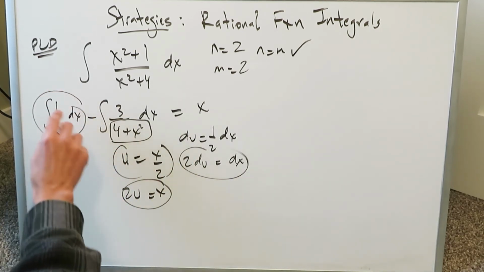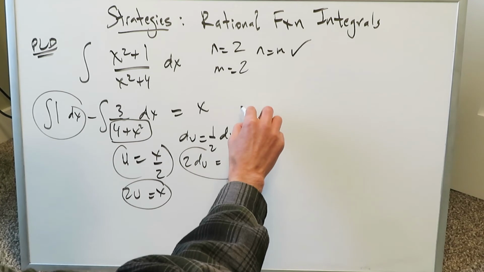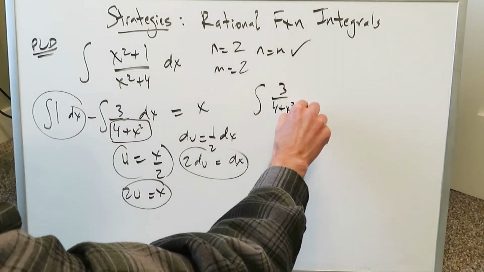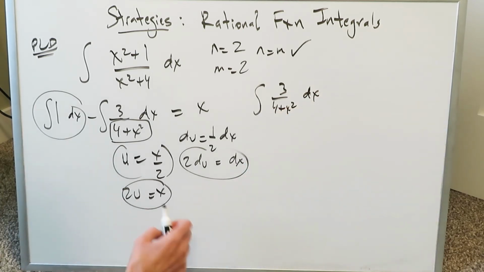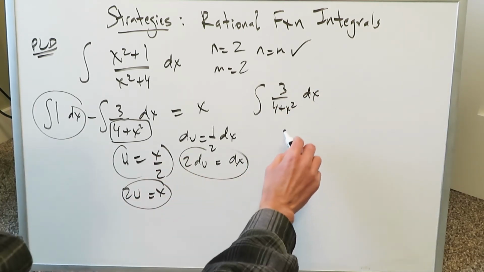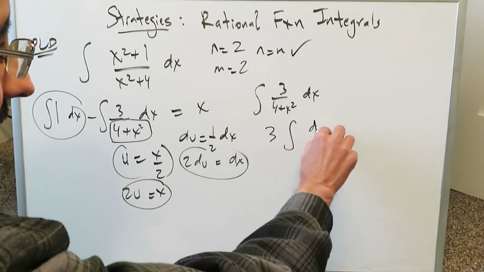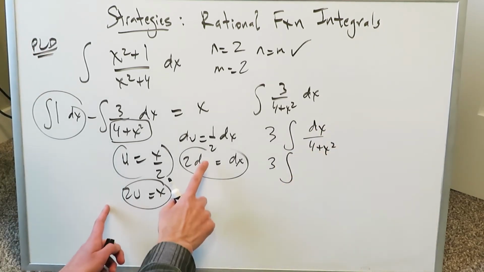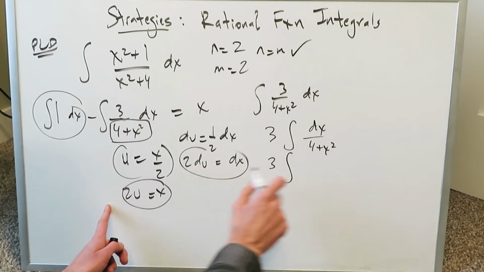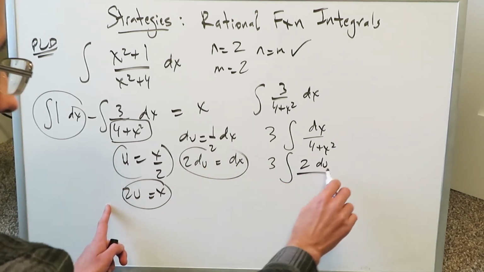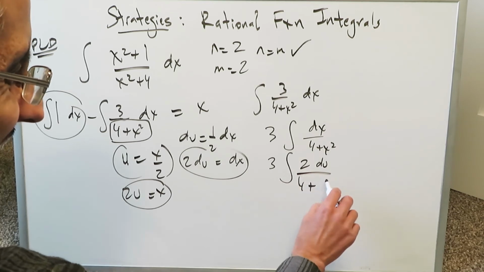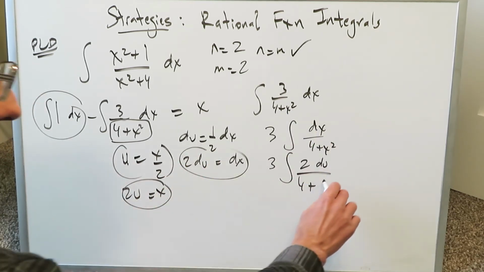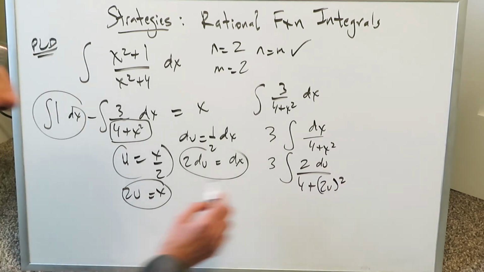We'll set this aside for now, we'll only focus on this. We'll set the minus aside too. We're looking at 3 over 4 plus x squared dx. We have to work this out. We have a 3 pushed outside, we have dx over 4 plus x squared. We have a 3, and now let's bring in this. dx is equal to 2 du, and then we have a 4 plus x squared. But x is equal to 2u, so x squared is 2u squared, right? Let's bring that 2u squared right over there.